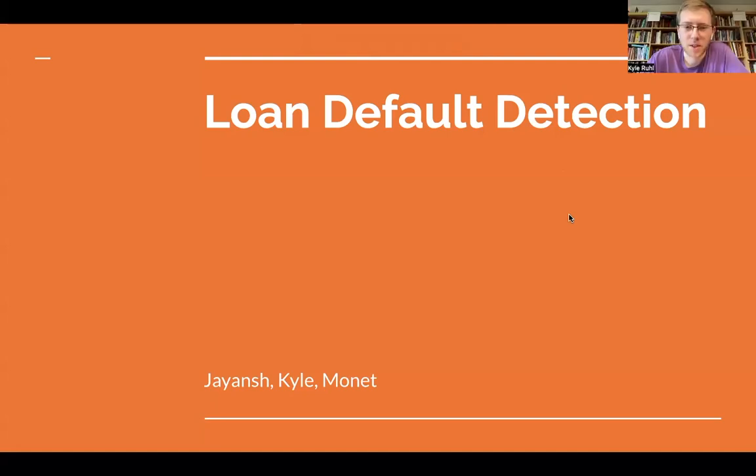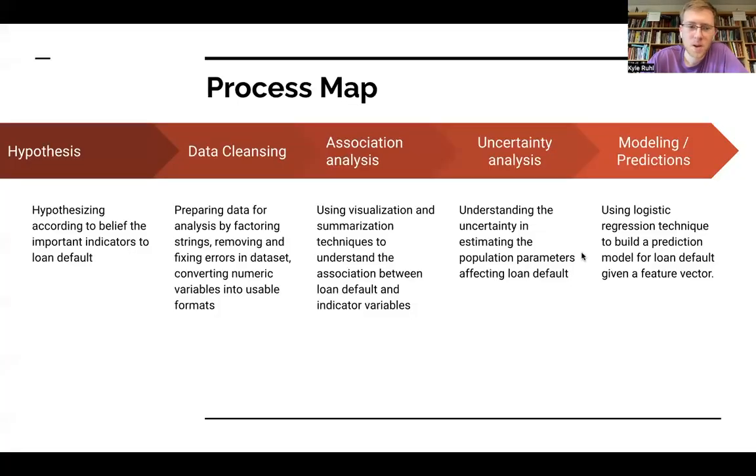And we're going to be talking about loan default detection. So just to take a look through the process map. The first thing that we did here is we formed our hypothesis. Then we did a little bit of data cleansing on our data set, where we prepared our data for analysis by factoring some strings, removing some errors, and converting our values into usable formats.